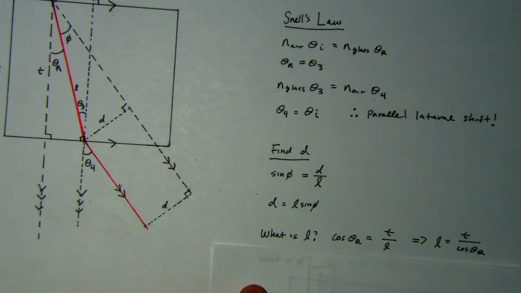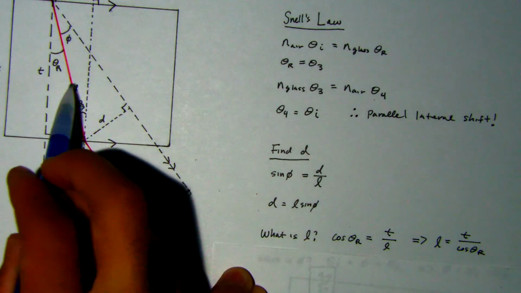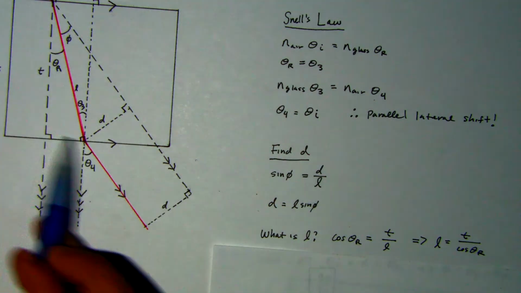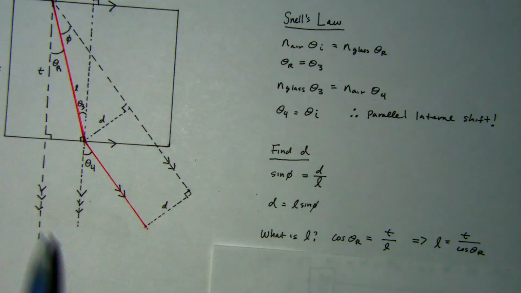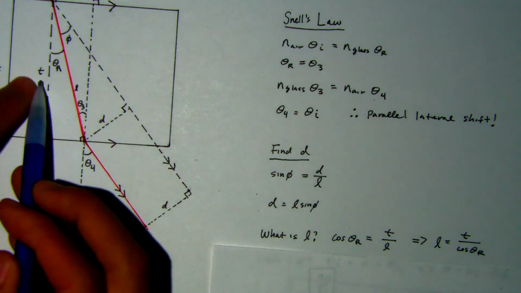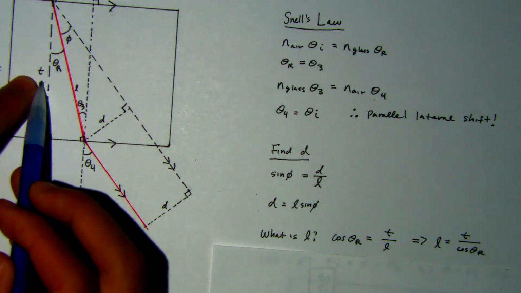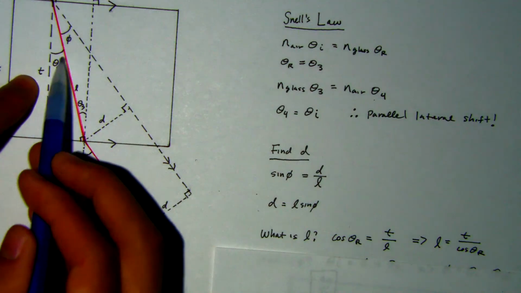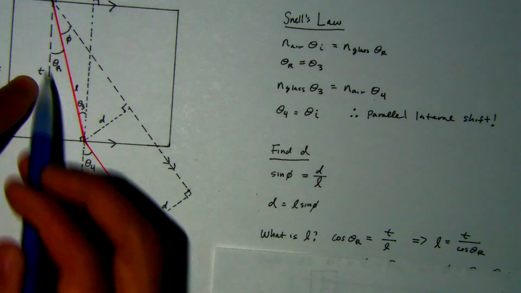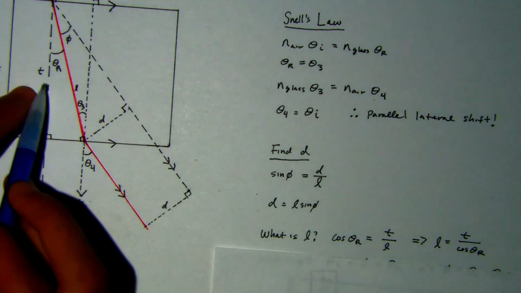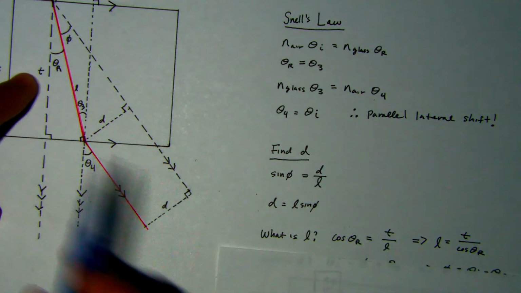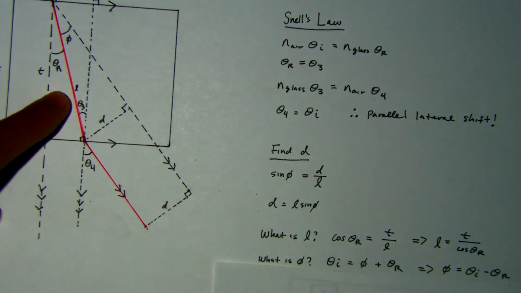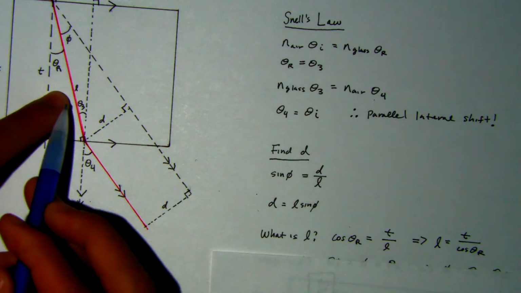Well, what is L? We can find L by this triangle we have right here with t acting as a long leg and the angle of refraction. So t is the adjacent side of the angle r for cosine. So then we can use the trig identity cosine theta r equals adjacent t over the hypotenuse L. Then we set L equals t over cosine theta r.